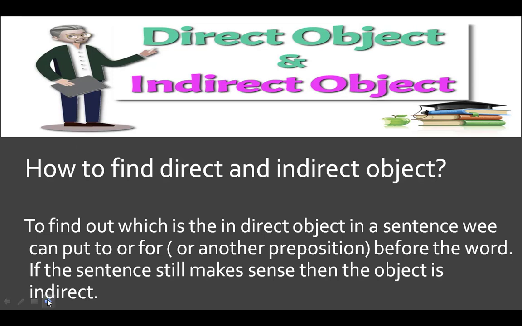Dear students, let's see how to find direct and indirect objects. To find out which is the indirect object in a sentence, we can put to, for, or another preposition before the word. If the sentence still makes sense, then the object is indirect.